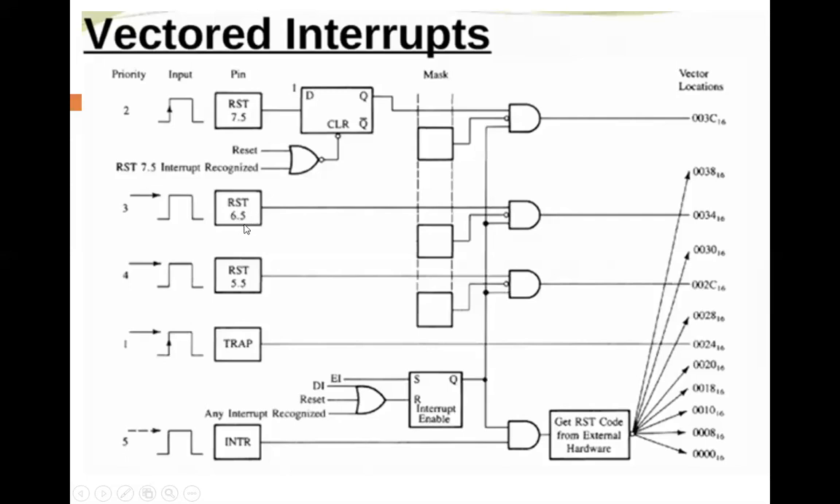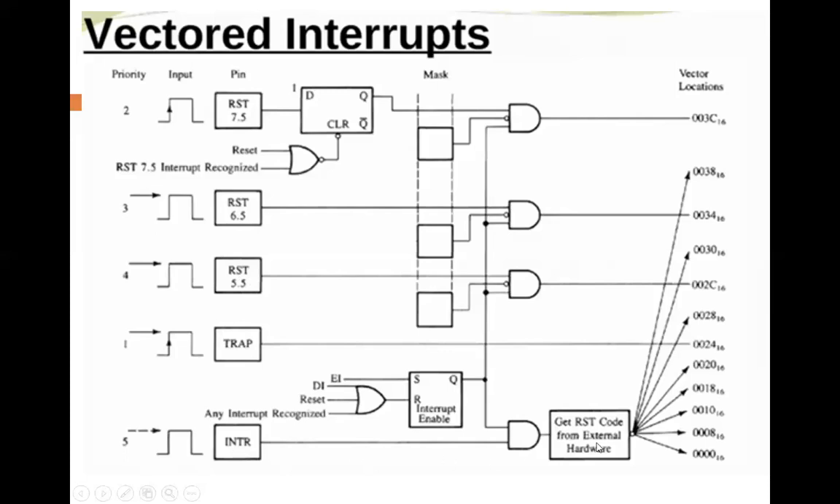Similarly, for RST 6.5 the vector address is 0034H. Whenever RST 6.5 occurs, the microprocessor transfers its control to 0034H. RST 7.5, 6.5 and 5.5 are maskable, and TRAP is non-maskable. RST 7.5 is an edge triggered interrupt, RST 6.5 is level triggered, and RST 5.5 is level triggered. TRAP is both edge as well as level triggered, and INTR has no vector address.